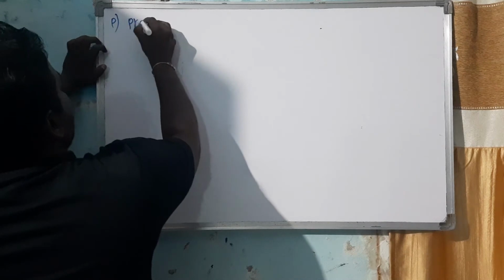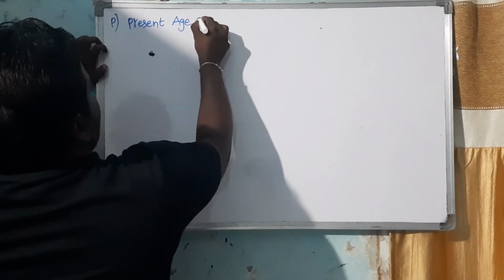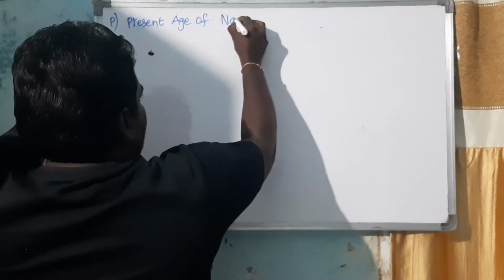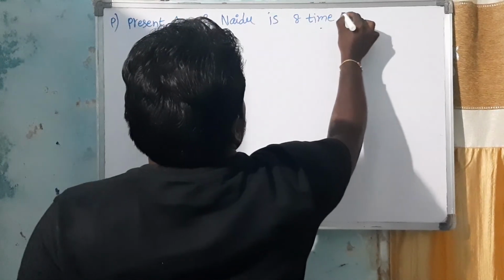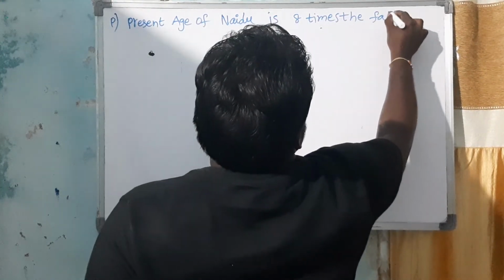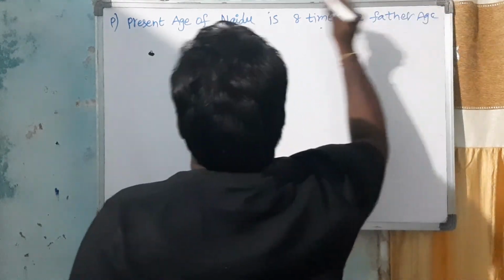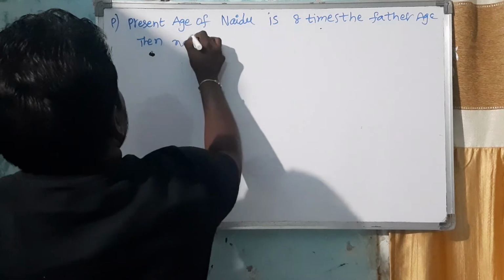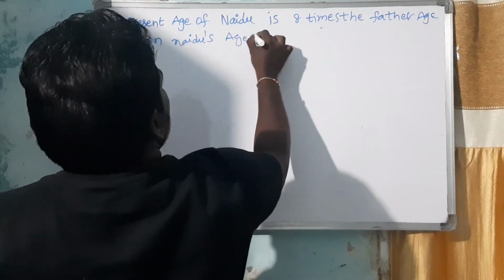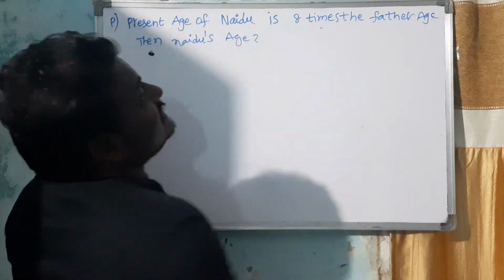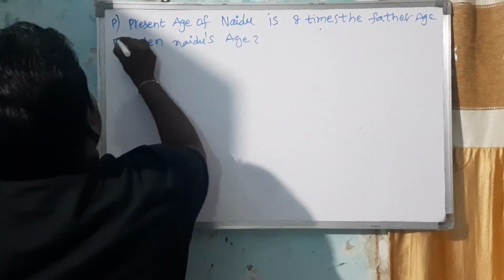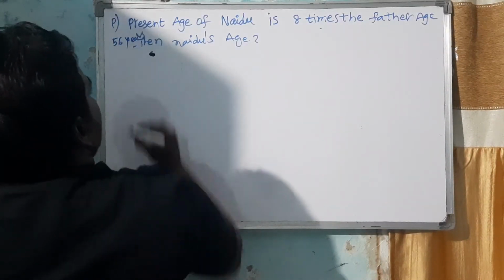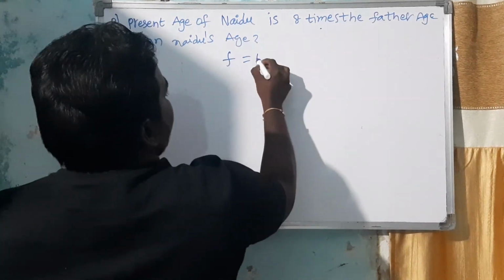Yes, ages question. The present age of Naidu is 8 times the father's age. This much level is sufficient. Present age of Naidu is 8 times of the father's age. Father's age is, let me say, 56 years. So father equal to 56 years.